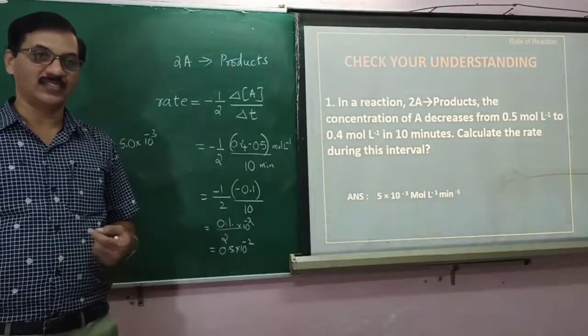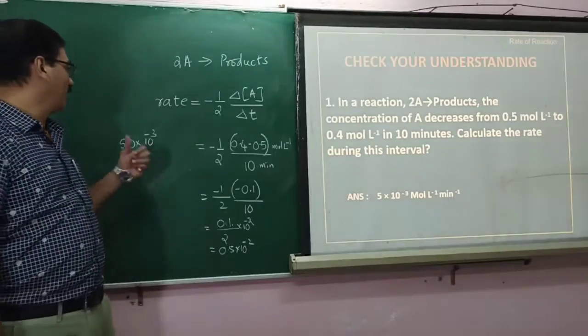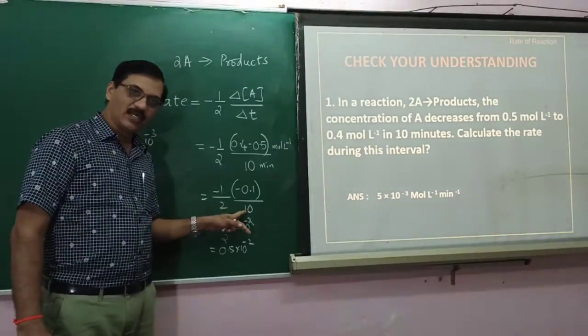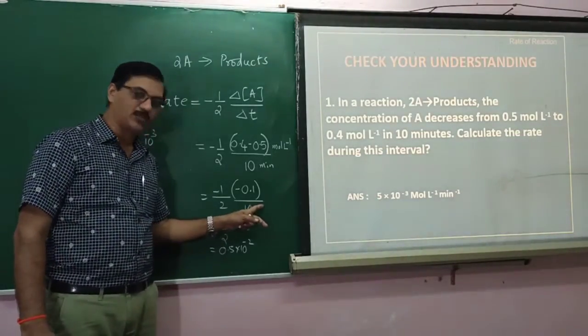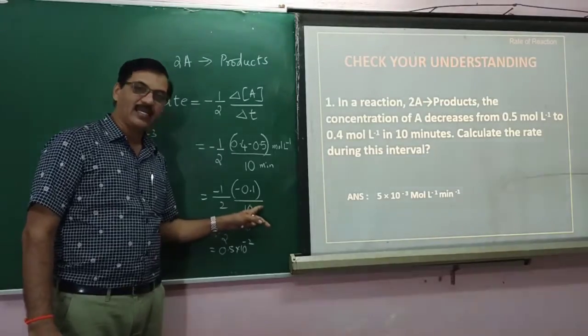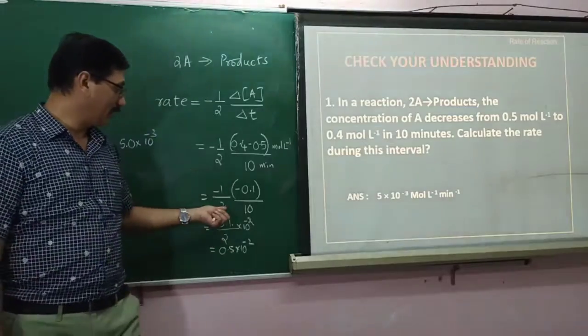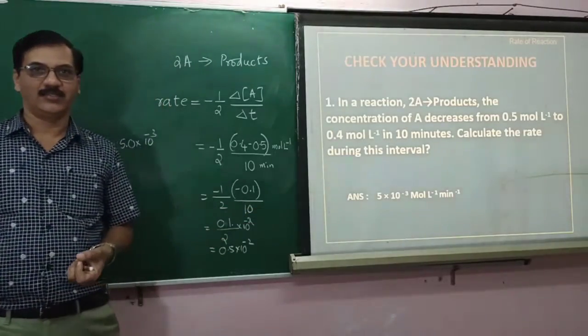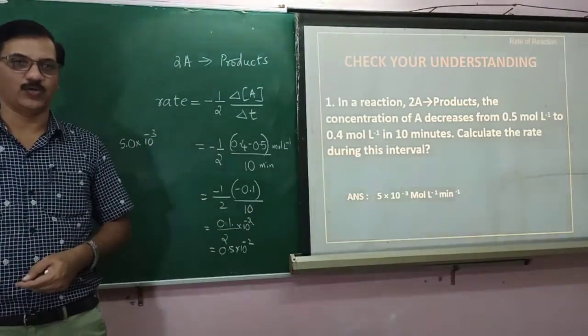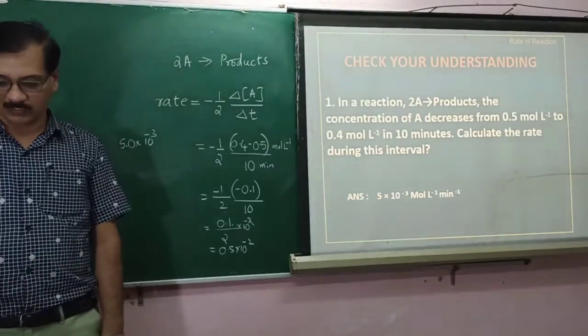If it is asked to find out per second, then you have to multiply this by 60, so that 10 into 60, 600 seconds, you have to write and calculate. Let us take up another question.